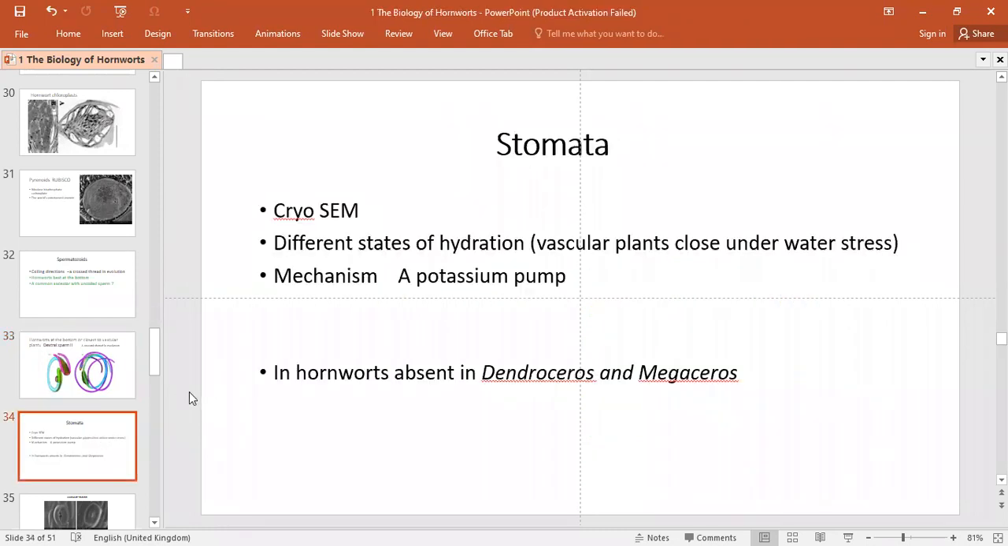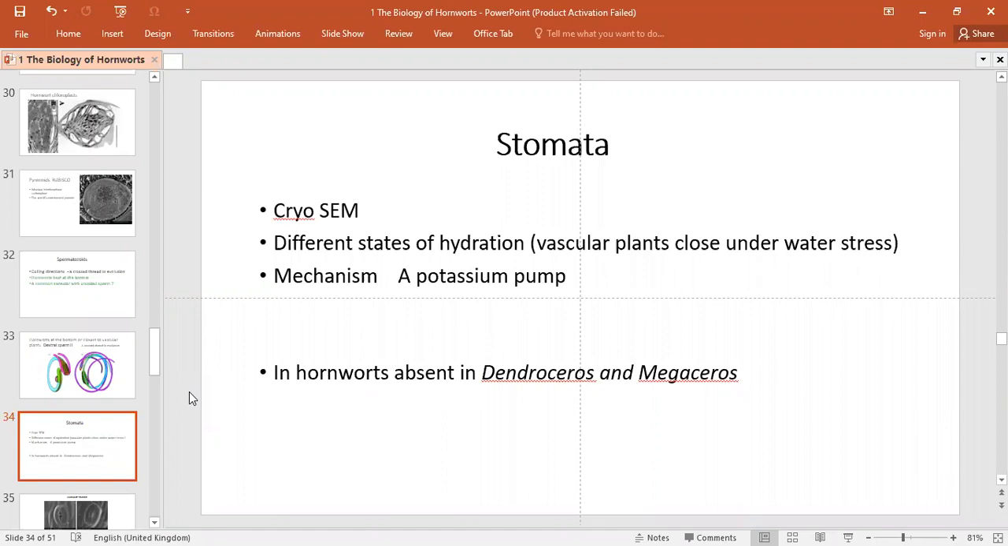Stomata. And for looking at stomata, we've used some fancy equipment, and we've used something called cryoscanning electron microscopy, where you can freeze things in liquid nitrogen and look at them in the frozen state. Doing this, you can look at them in different states of hydration and dehydration. And what happens in vascular plants, in the homohydric plants, is that stomata close under water stress. And the mechanism for this is a potassium pump, which pumps potassium in and out of cells.